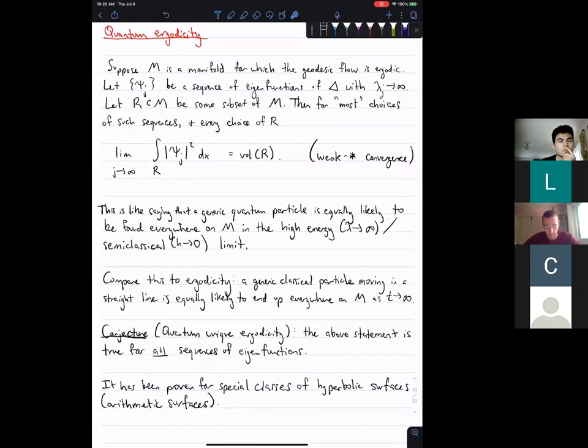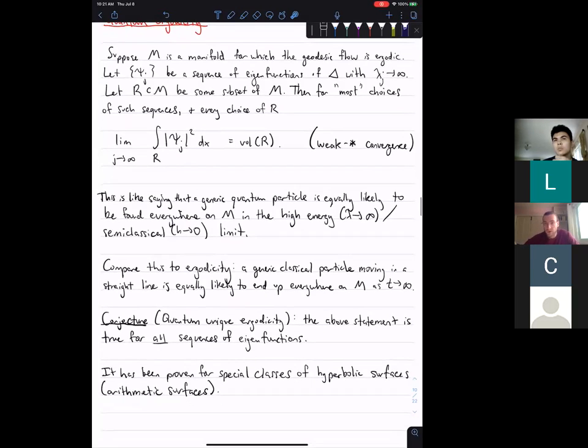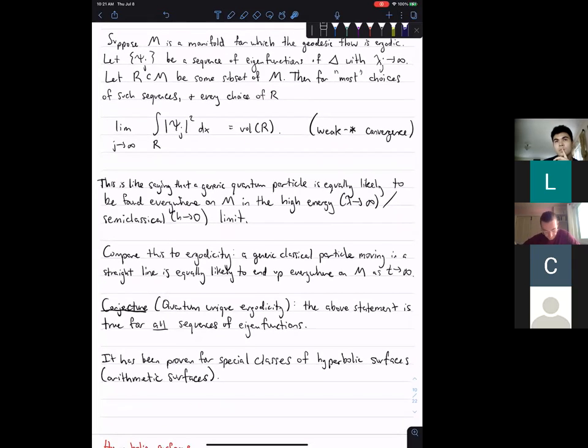But if I were to interpret this statement, we should think about it like saying a generic quantum particle is equally likely to be found everywhere on the manifold in what you might call the high energy limit, namely letting lambda go to infinity, but what's also sometimes called the semi-classical limit, which is like letting h go to 0. And you should compare this to the statement of ergodicity, which says that a generic classical particle moving in a straight line is equally likely to end up anywhere on the manifold as t goes to infinity. So that's quantum ergodicity. It's a proven theorem.